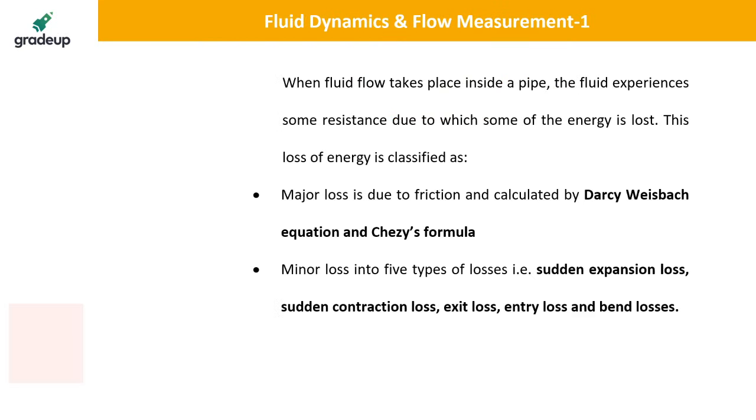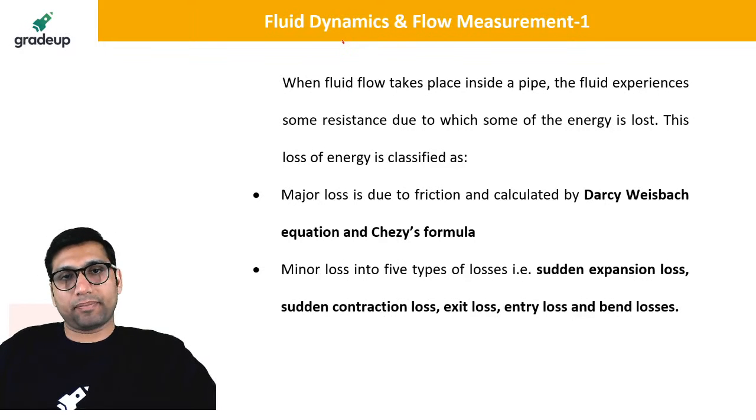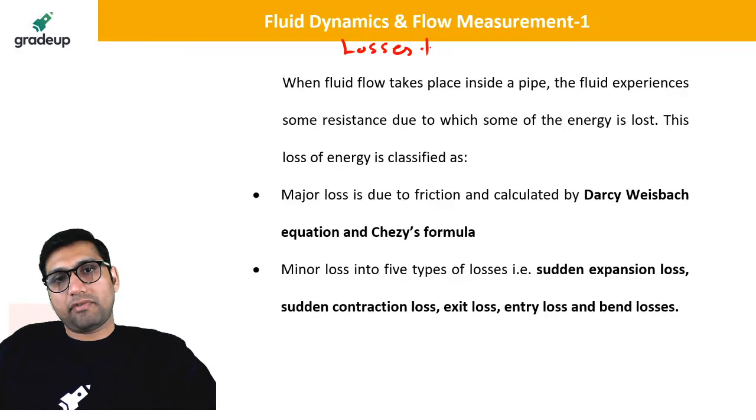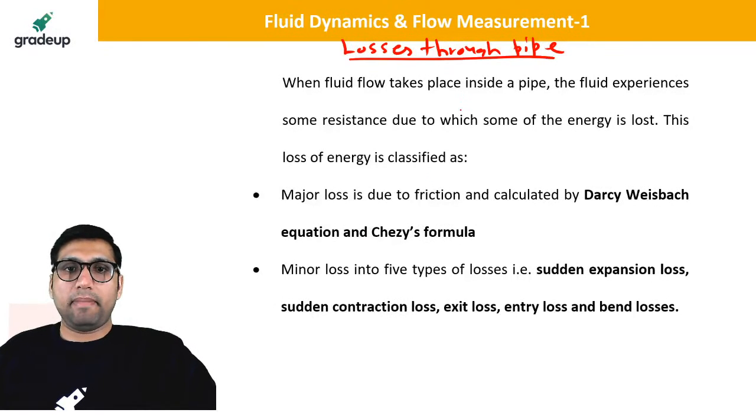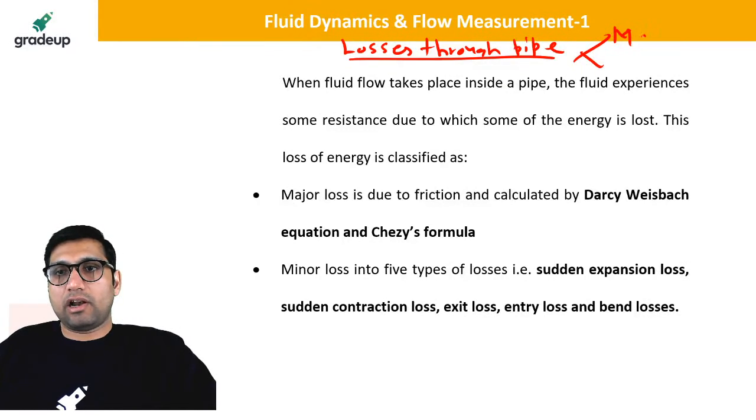D is the diameter. Now next we are going to study about the losses through the pipe. Generally if we talk about losses through the pipe, we have to study mainly two losses. One is called major loss and another is called minor losses. So major and minor losses are the two losses that we study.